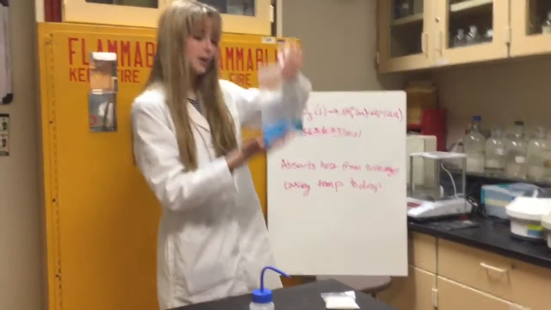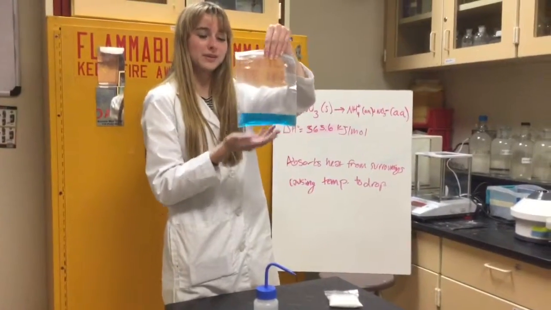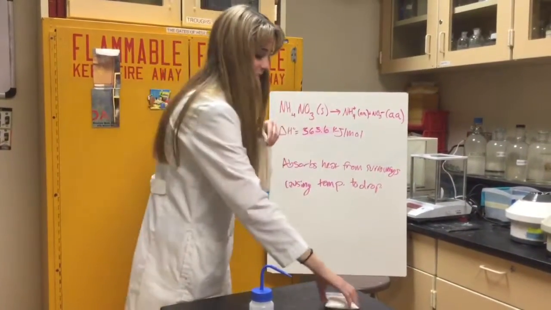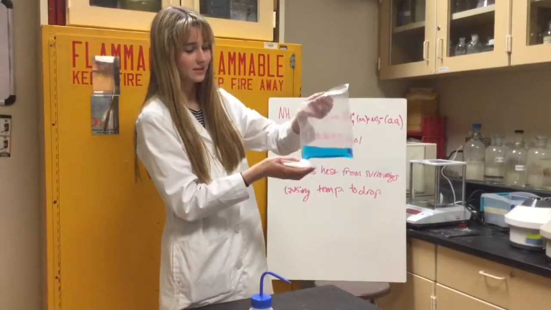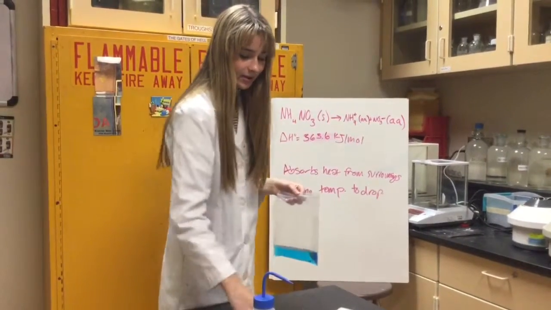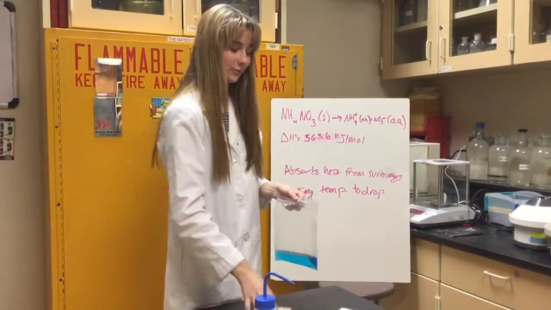So, in here I have some simple water with Kenston quality blue dye. Here's our ammonium nitrate. We're going to put these inside each other and watch the temperature drop, and observe that by watching what happens with this wooden block.